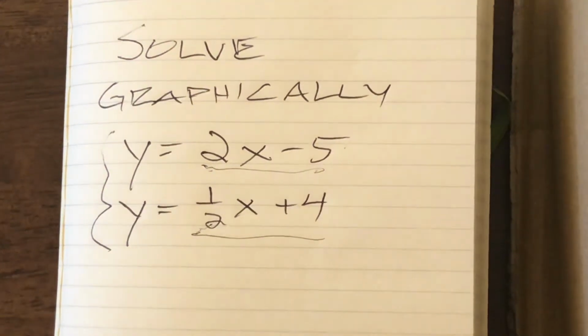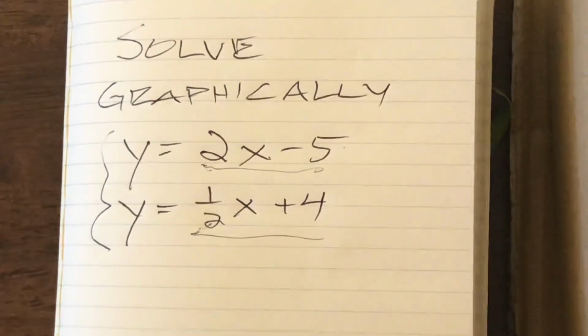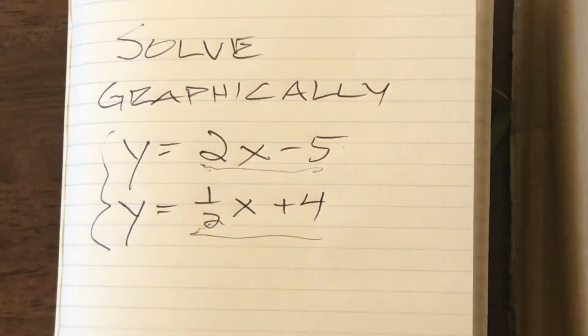Hi everyone, I'm going to show you how to solve a system of equations graphically. So I have these two linear equations and I'm looking for where the two lines intersect. For the record, I wouldn't normally solve this graphically.